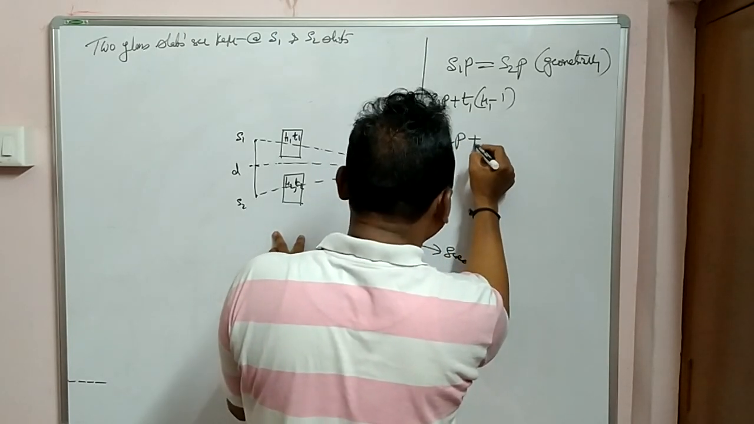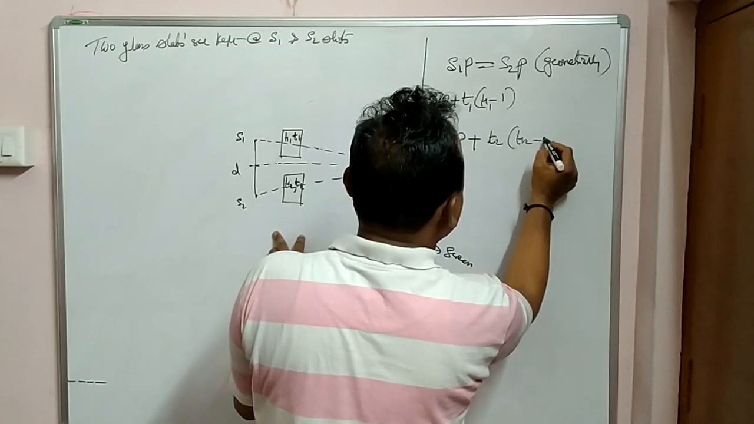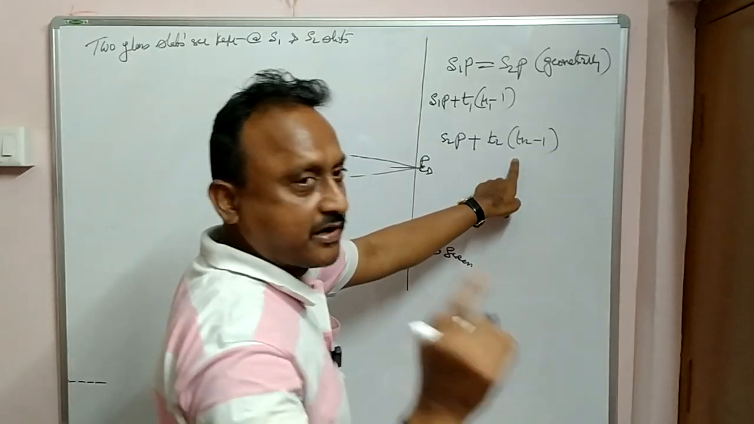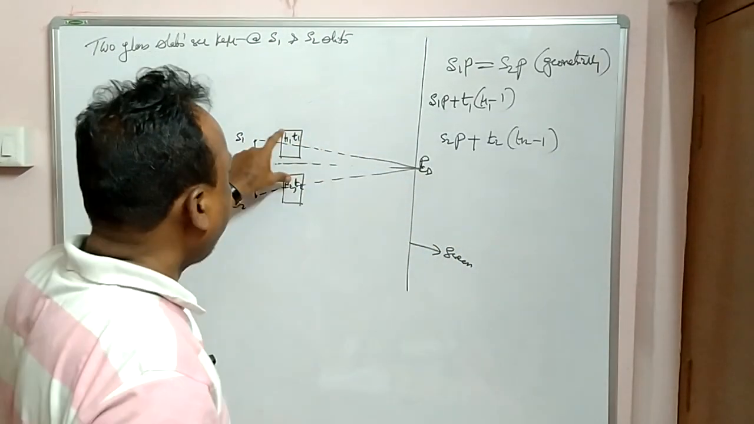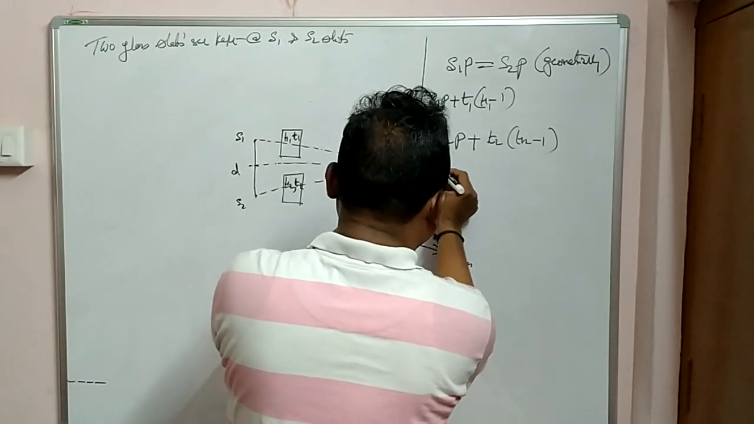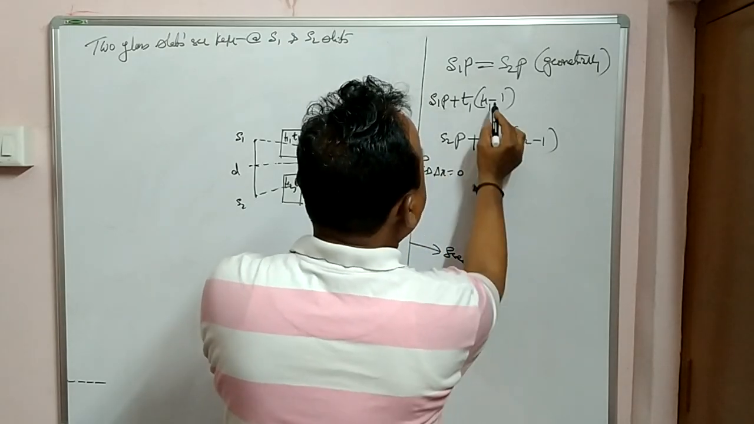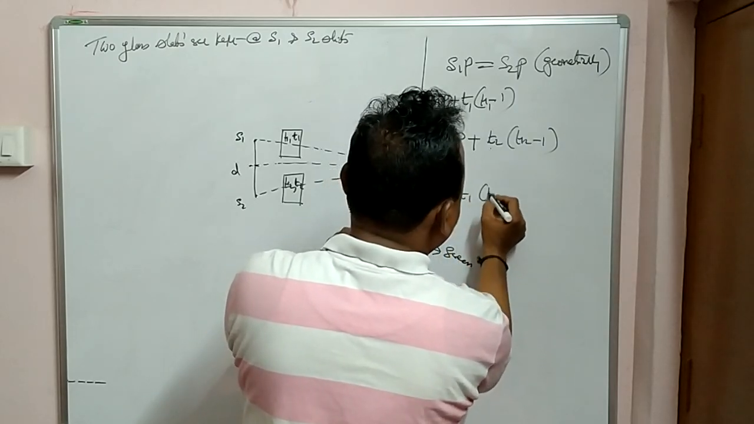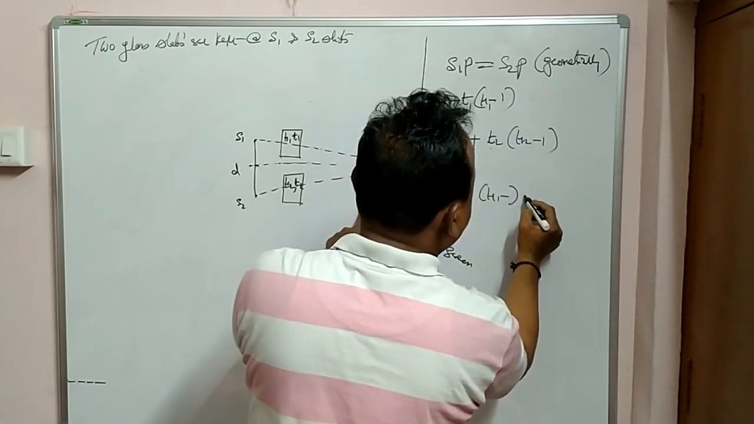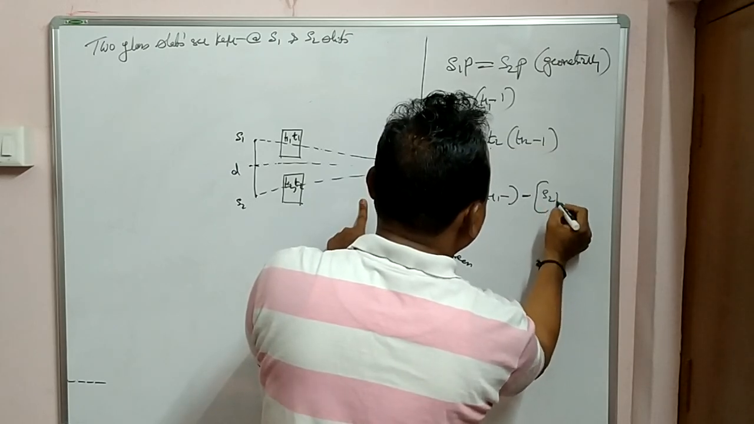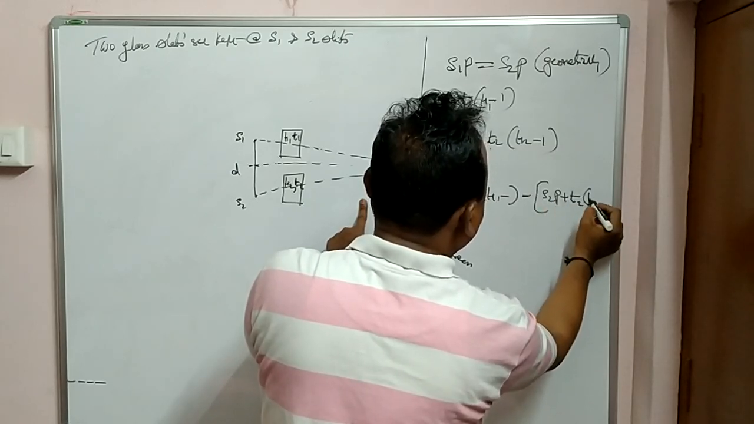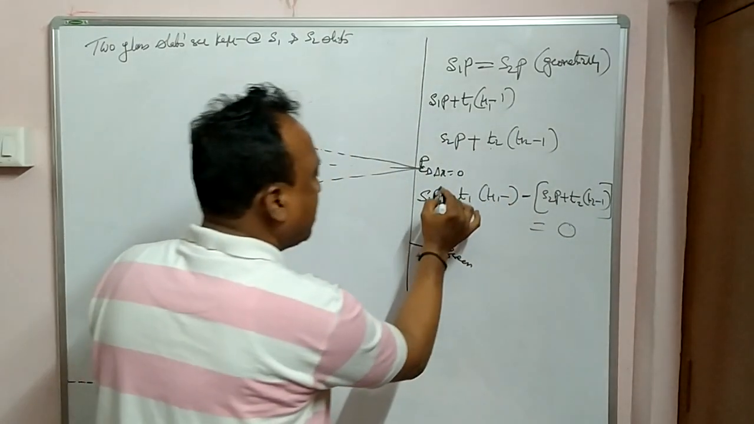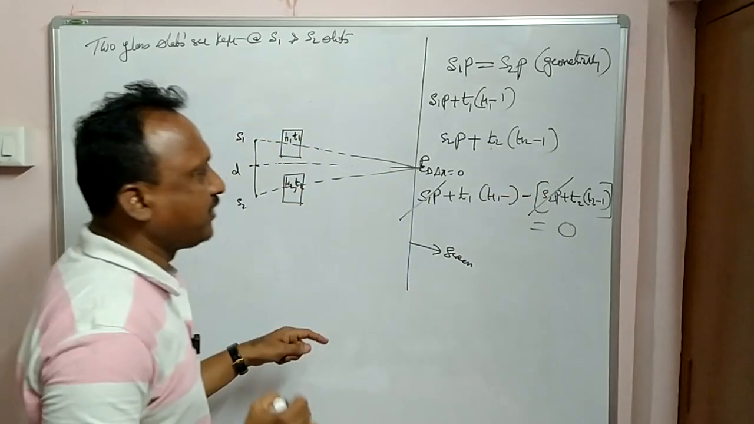S2p plus T2 into mu2 minus 1. So this has to travel this much extra distance, already I have derived T into mu minus 1. Now to become delta x equal to 0 here, what should happen? This minus this should be equal to 0, that is, S1p plus T1 into mu1 minus 1 minus S2p plus T2 into mu2 minus 1 should be equal to 0. And as you know, geometrically S1p is equal to S2p.